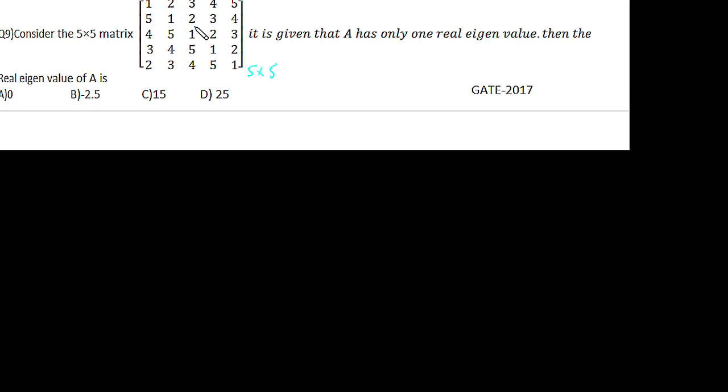We can do it by solving the characteristic equation, but it is too long, because we have to take the determinant of this 5 cross 5 matrix, and we get a polynomial in terms of lambda with power 5, and we have to find the roots of that polynomial. It is a very long process. So here what we are going to do is use the concept of eigenvalue and eigenvector.